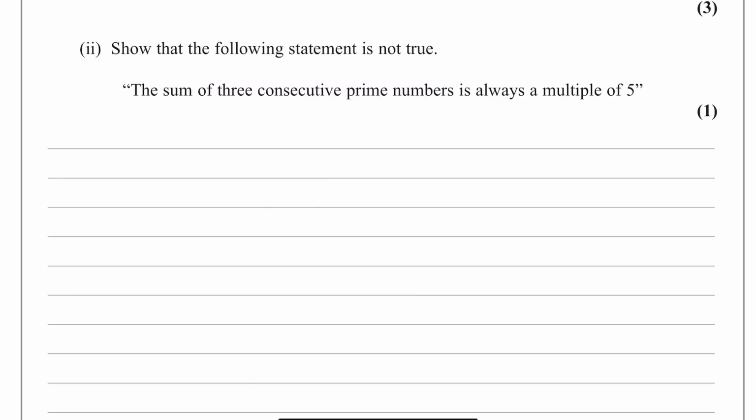The next part of problem 5 is: show that the following statement is not true. The sum of 3 consecutive prime numbers is always a multiple of 5. Since we just have to show that it's not true, we can prove it by finding a counterexample. For example, we can just use 5, 7, and 11. If you add them together, it would be 5 plus 7 plus 11, which is 23. And you can see that 23 is not a multiple of 5, so this statement is not true.